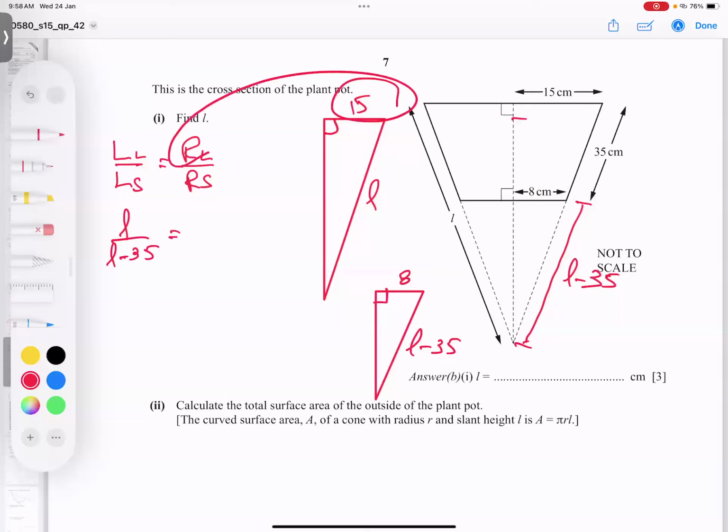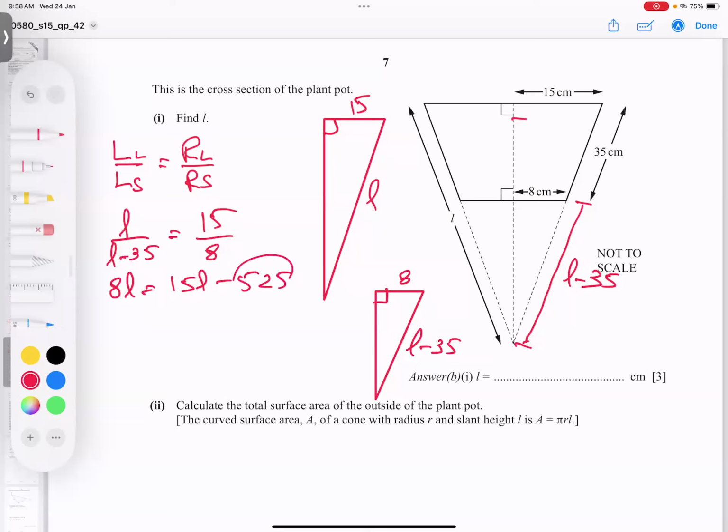Okay, radius of large is 15. Radius of small shape is 8. And that's it, cross multiply. 8 will multiply there, become 8L. L multiply 15, become 15L. And 35 will multiply with 15. So 35 into 15 gives us 525.